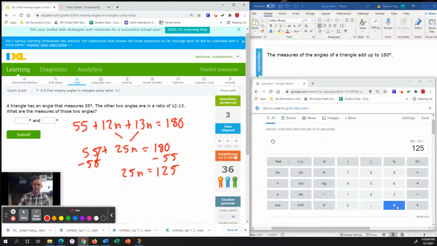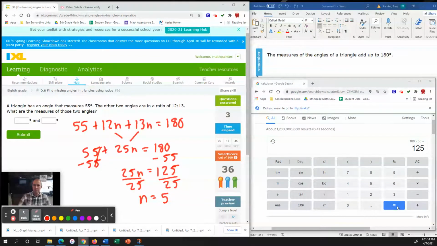All right, last step is get n by itself by isolating it. So we're going to isolate it by dividing both sides by 25. Divide 25, divide 25. Therefore, n is equal to 125 divided by 25. Well, I know there's 4 quarters in $1, but $1.25 is going to be a total of 5. So n equals 5.